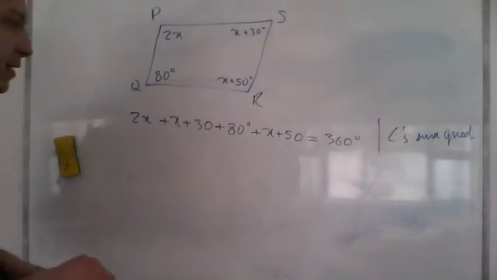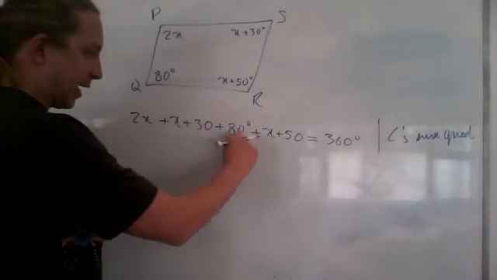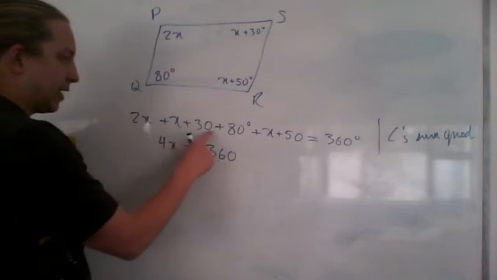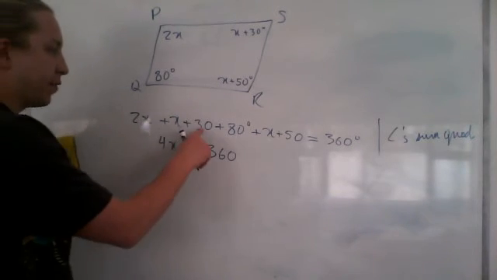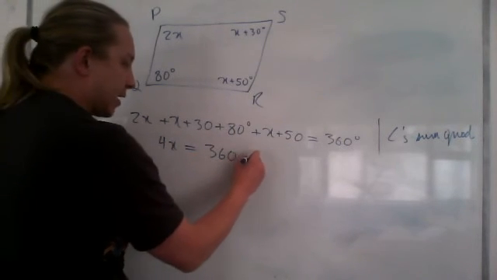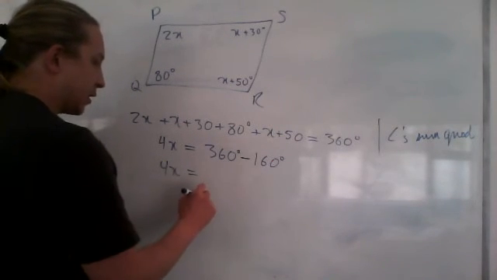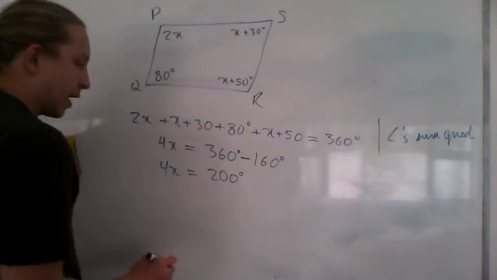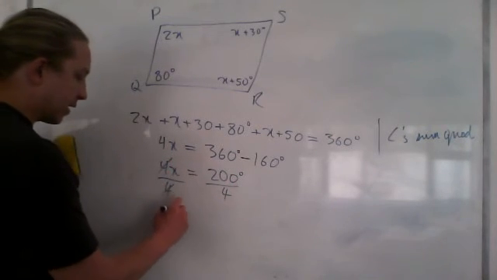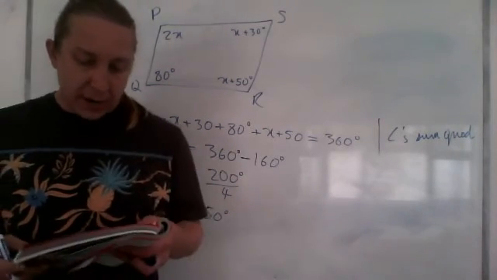Right, so we've got our equation. Let's solve it quickly. So we have 2x plus x, that's 3x, plus another x, that's 4x, which equals 360. And then we're going to take these numbers and take them all to the other side. So we have 30 plus 80 is 110, plus 50 is 160. We take it to the other side and it becomes minus 160. Okay? So 4x equals 360 minus 160, which is 200. Now remember we want just x, so we divide by 4, and we get that x equals 200 divided by 4, which is 50 degrees. Okay, right guys, so that's how we solve that.